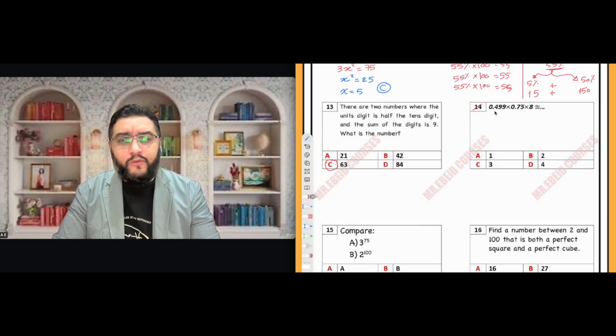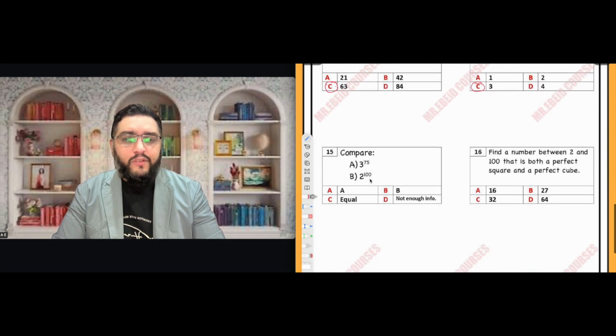Question 14. 0.499 times 0.75 times 8 approximately equals what? You can write 0.499 as 0.5, which equals half. You can change it into fractional form to simplify. 0.75, you know that this is 3 over 4. This is from the fractions and percentage lesson, times 8. Now we simplify numerator with denominator. 2 times 4 equals 8, with 8 in the numerator. So it's 1 times 3, which equals 3. The answer is.